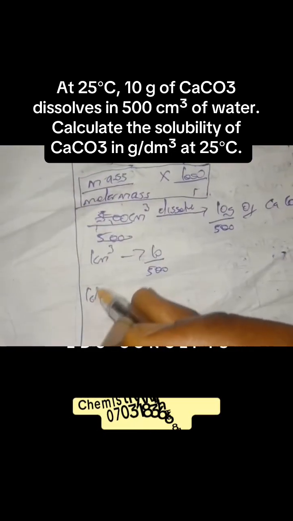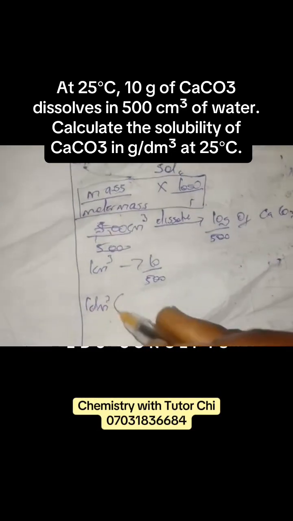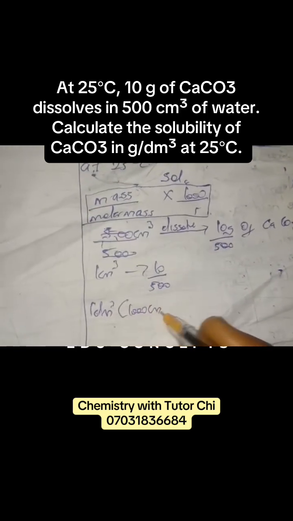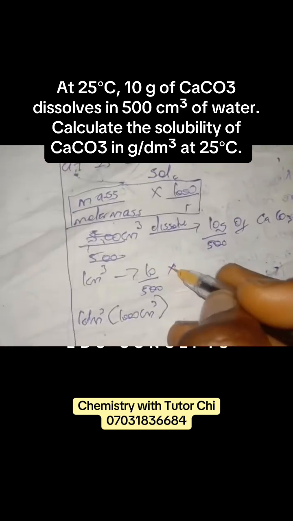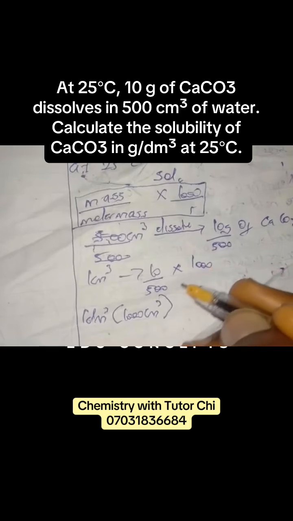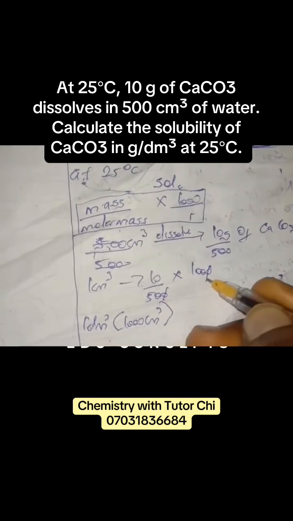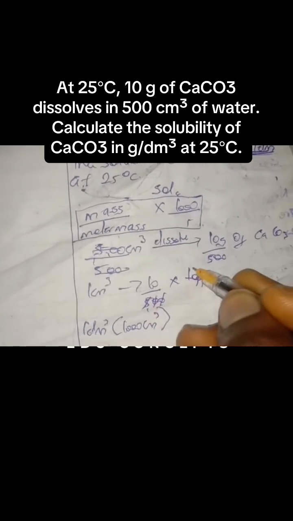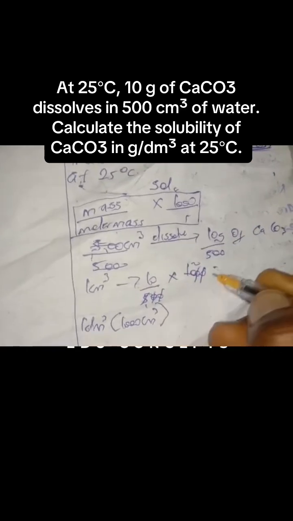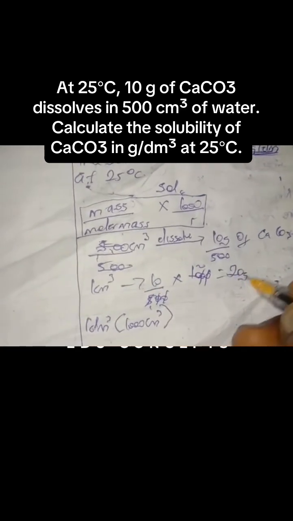Now 1 dm cube equals 1000 centimeter cube. So I'll times it by 1000. 0 cancel 0, 0 cancel 0. 5 here 1, 5 in 10, 2. 10 times 2, that is 20 gram per dm cube.